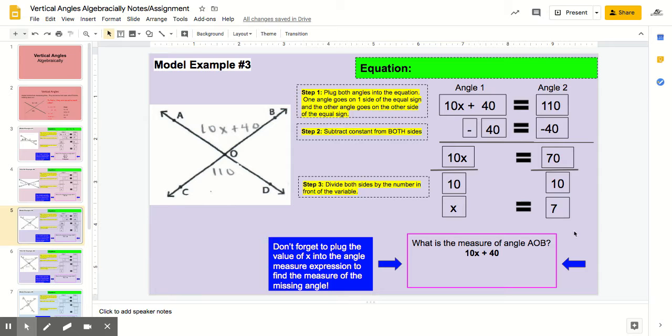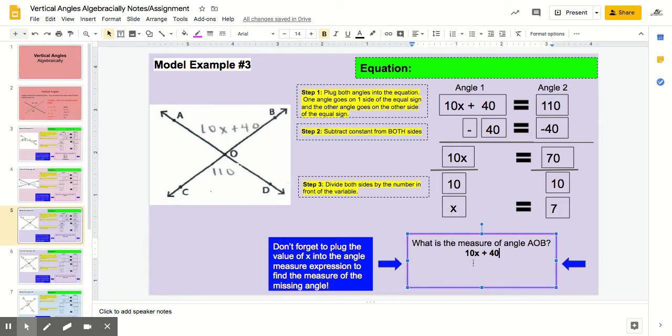Okay, again, I'm not done because I did not find the measure of this missing angle here. I only found the value of x. So now I have to take that angle measure, which is 10x plus 40, and plug in 7 where I see x. Okay? So I first have to multiply 10 times 7, which is 70, and then 70 plus 40, which gives us 110. So I know the measure of that missing angle up here, angle AOB, is equal to 110 degrees. And again, I know I'm correct because its vertical angle was also equal to 110 degrees. They must be equal to each other, which they are.